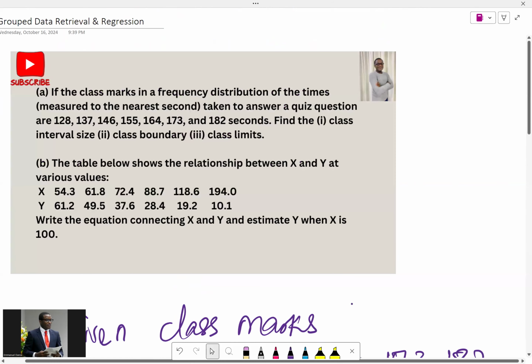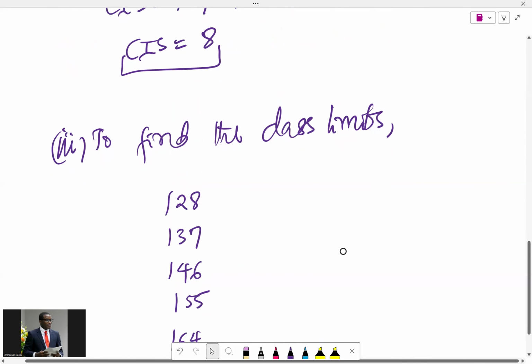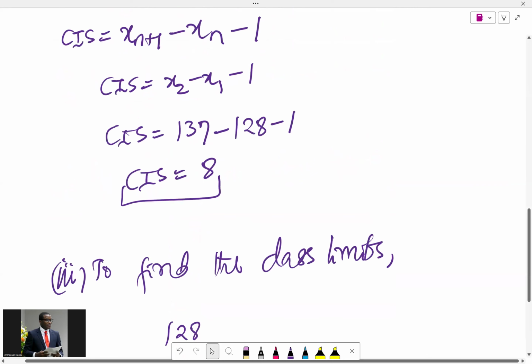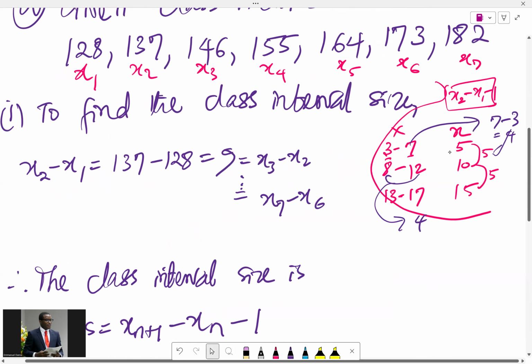Class mark, rather. So this class mark is actually at the center of the interval. Imagine here now that the class mark is 5 within interval 3 to 7. So you can see that what we have found here as the class interval size is 4. So for you to get the lower limits, you divide this 4 by 2. So if you divide it by 2, you get 2.